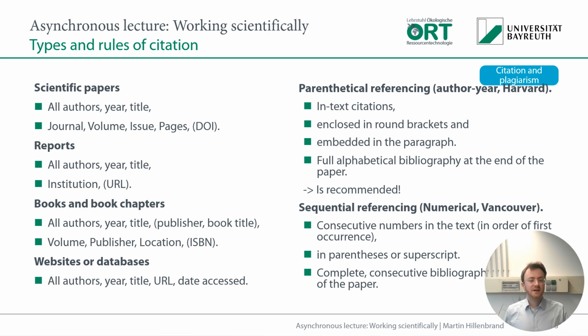For books and book chapters, you again have to include all of the authors, the year, and the title, but this time also the publisher of the book or the publisher of the chapter. You have to mention both of them, and the book title. If there's a volume available for the book, include this too. The publisher and location of the book are normally included too, as well as the ISBN if it's available.